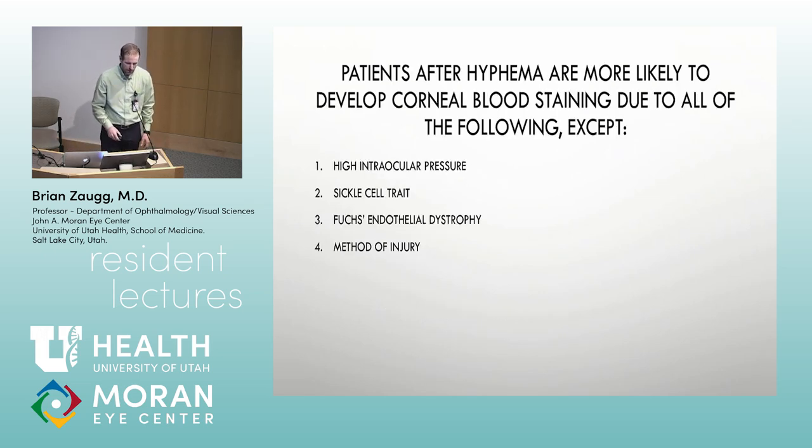Okay, another question. Patients after hyphema, so they've had a trauma and have an intraocular hyphema, are more likely to develop corneal blood staining due to all the following except. So what can cause corneal blood staining? Definitely high pressure. Okay. Probably Fuchs. Okay. Imagine sickle cell trait, are they getting that because of the re-bleeds? Yep, it just leads to maybe a prolonged course. So the idea is if the blood doesn't clear quickly, then you'll get it. Or if they have high pressure, they'll get it. Or if they have some other endothelial condition, they can get it as well, like Fuchs. And the method of injury has no bearing on it, right? Okay.